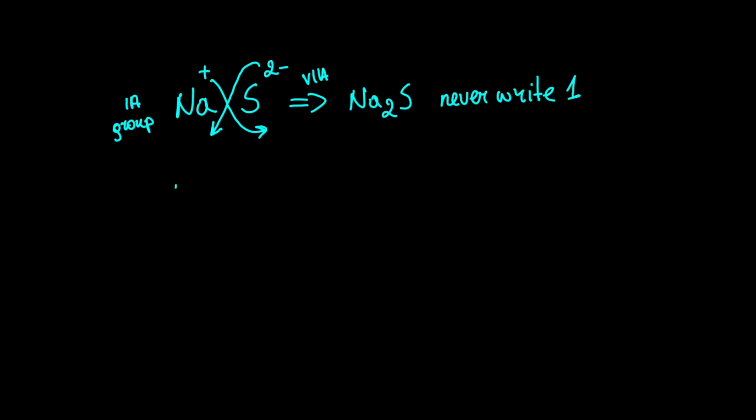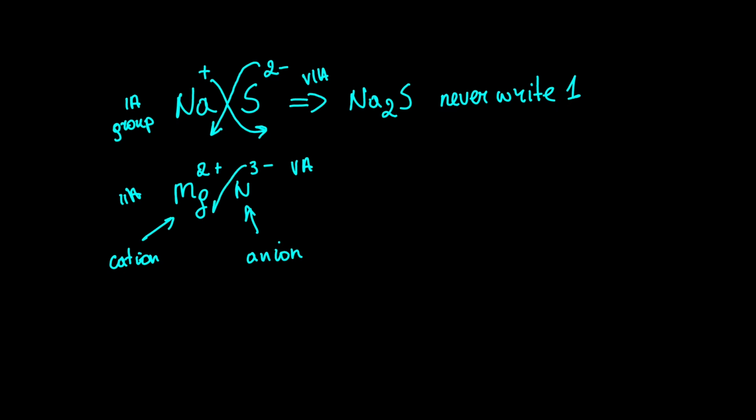Let's do another one. This time we have magnesium with charge 2 plus, because it's in second A group, and nitrogen with the charge of 3 minus. Now remember that in every compound there must be one cation and one anion. No compound exists where we only have one species of ions. Once again, we swap charges with subscripts and we get formula Mg3N2.